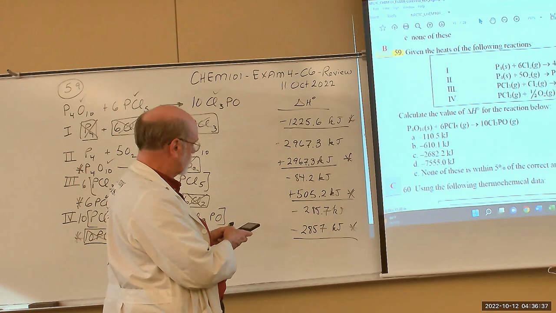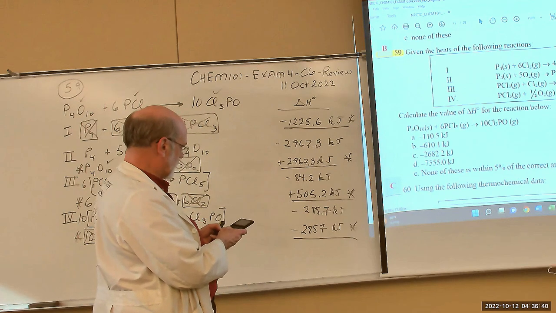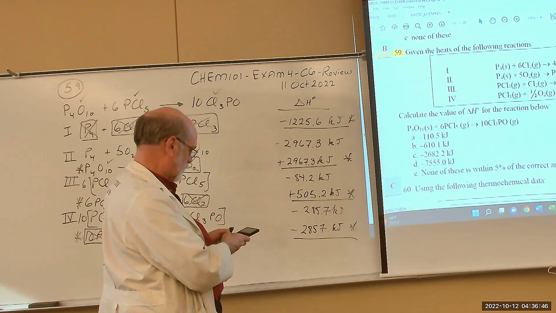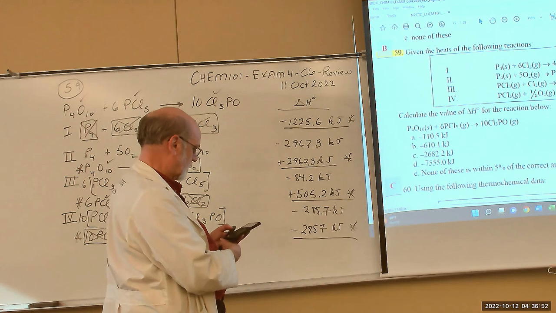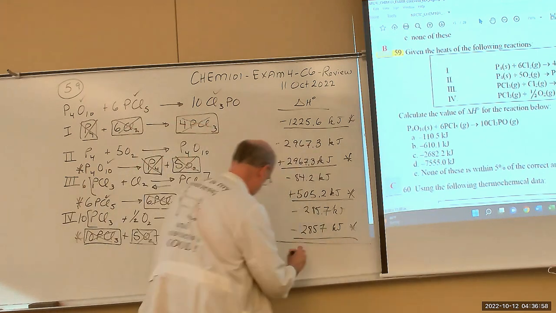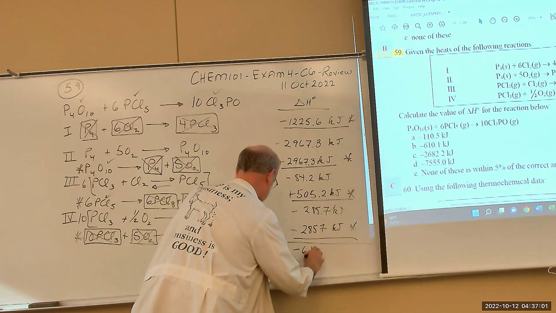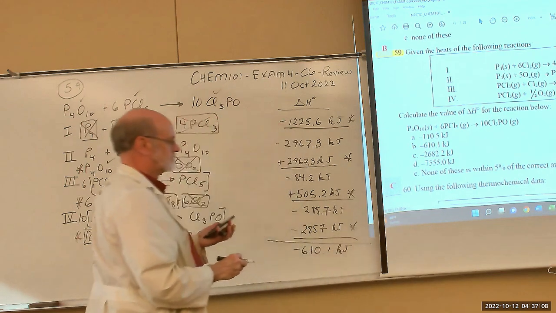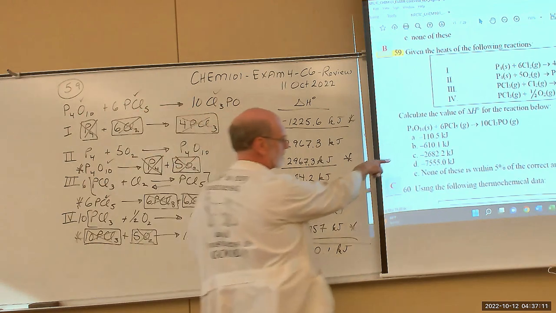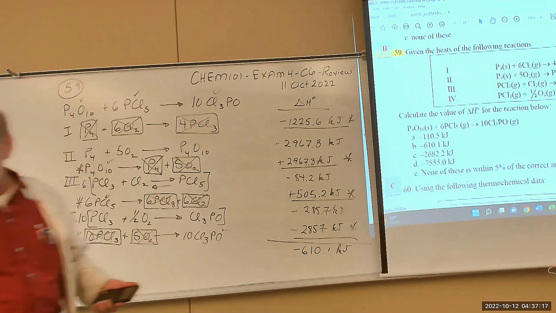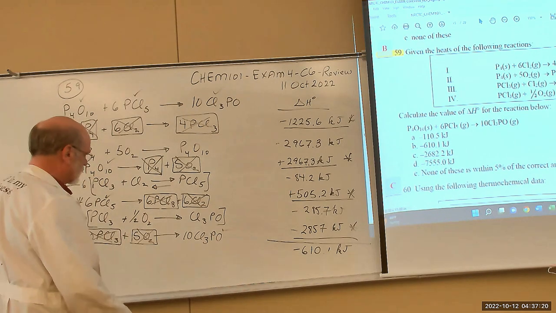Start off: negative 1225.6, positive 2967.3, positive 505.2, and negative 2857. Okay, and let's see, we should get negative 610.1 kilojoules, and there it is, right there. Now that was a lot of work, I know, that's why you have to be very methodical about your procedure.